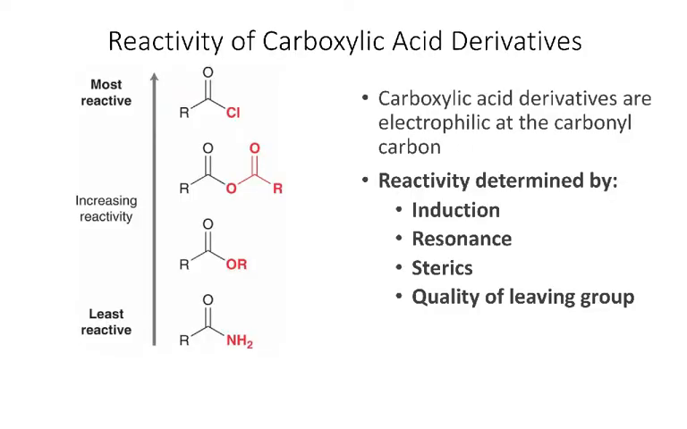Okay, our next carboxylic acid derivative is acid anhydrides. So we've seen this slide before, it just lists the relative reactivities. So acid chlorides are the most reactive. Coming in second are acid anhydrides.